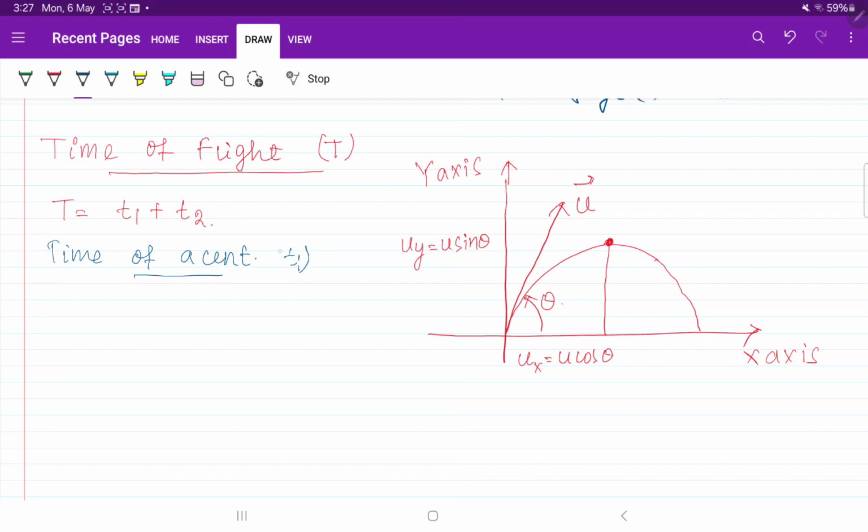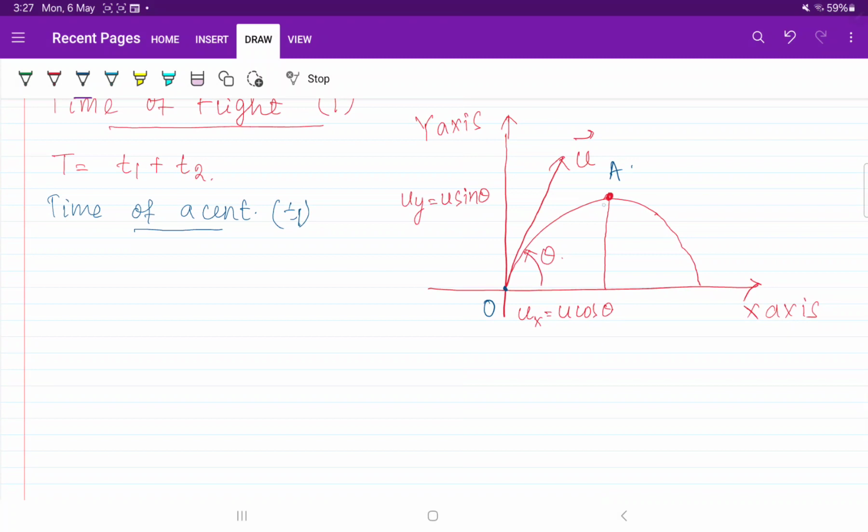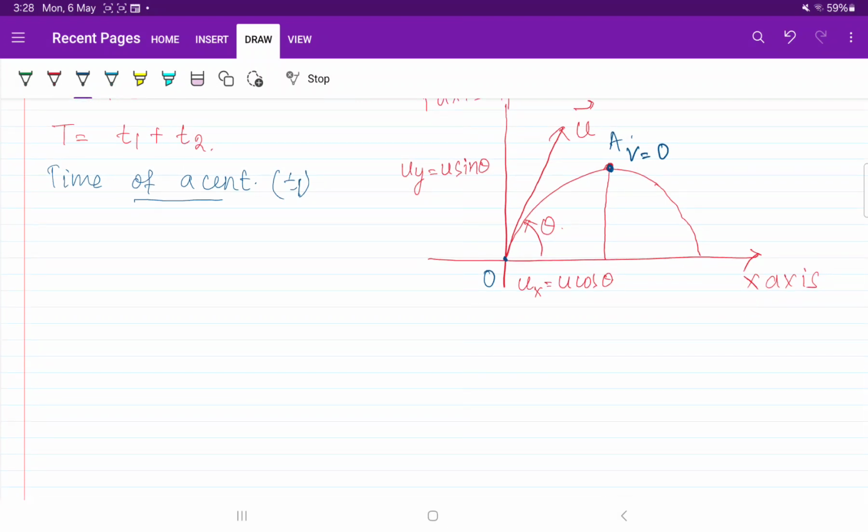t1. Time of ascent is the time required to go from position O to A, the time required to attain the distance of OA. So you can clearly see that at the point A the velocity is 0. If the velocity is not 0, then the projectile will attain some more height, and at that point it will not be back to the ground. So at the highest point the velocity is 0.